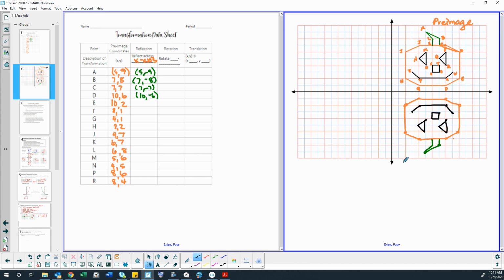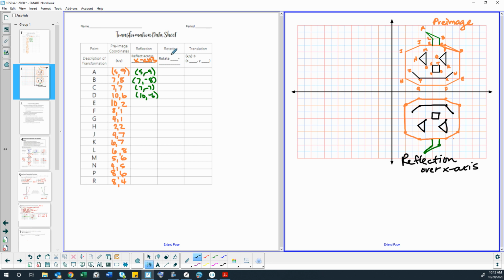Okay, so there's my reflection. And that's over the x-axis. I didn't finish writing down my points, but don't forget to do that. Okay, and then for rotation, if we want to rotate it into quadrant 2, that means we need to trade x and y and make one of the two of them opposite, right?